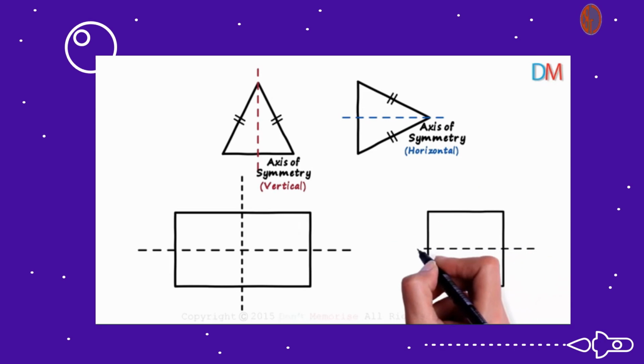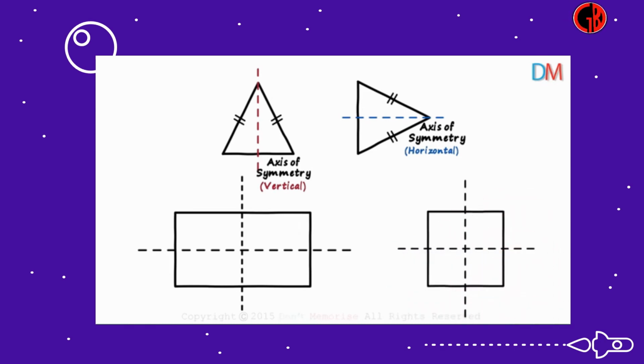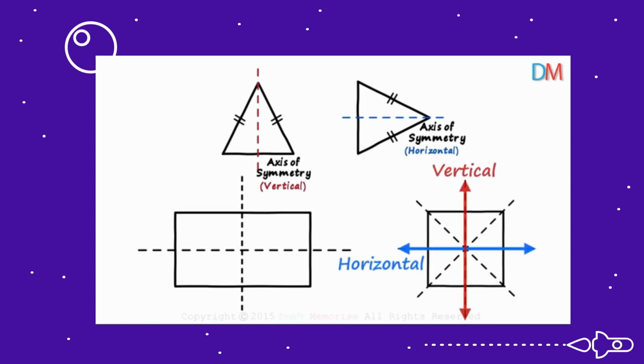It has a horizontal as well as a vertical axis of symmetry, just like the rectangle. But for a square, the two diagonals will also be the axis of symmetry. If we fold it along this diagonal, the parts match. And even if we fold it along this diagonal, these two parts overlap exactly. So a square has four axes of symmetry: horizontal, vertical, and the two diagonals.